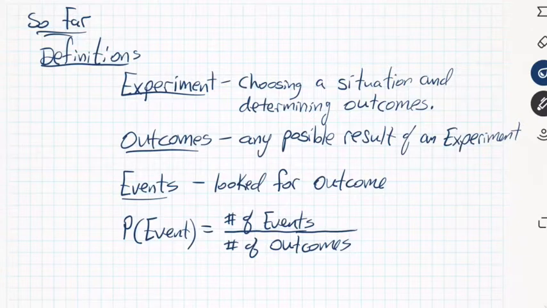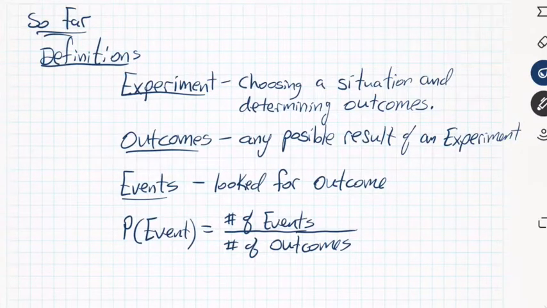All right, so far, just to be really clear about these things, a couple definitions. An experiment is choosing a situation and determining outcomes. For instance, maybe you're interested in how many people go through red lights at a stoplight. So that would be our experiment, would be to watch cars as they approach red lights, or yellow lights for that matter. And we would record the results.